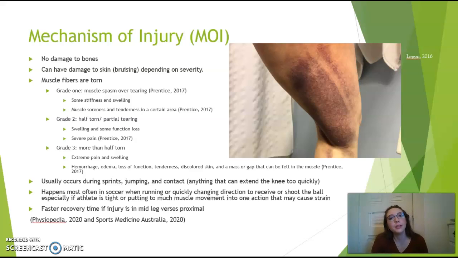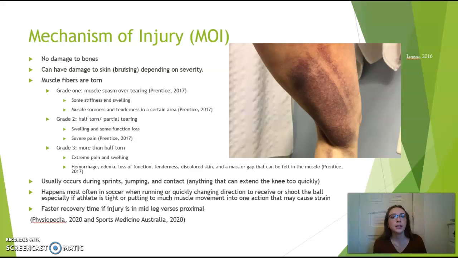Okay, so there's no damage to bones at all, but there are different grades. Depending on how many muscle fibers were torn, it depends on the grade. So for grade 1, it's not usually a whole lot of muscle fibers torn. It's usually more like a muscle spasm, where there's stiffness and swelling, tenderness, but that's pretty much it.